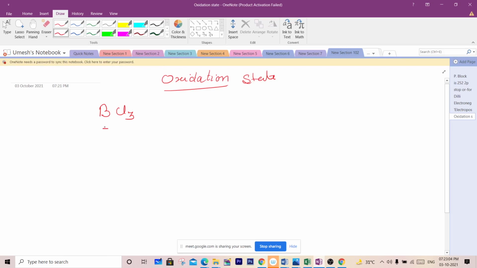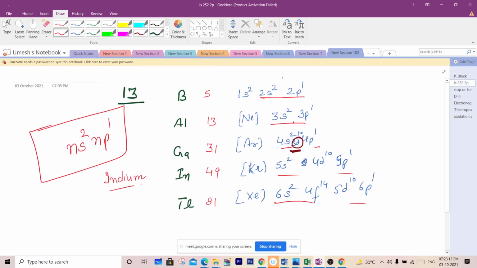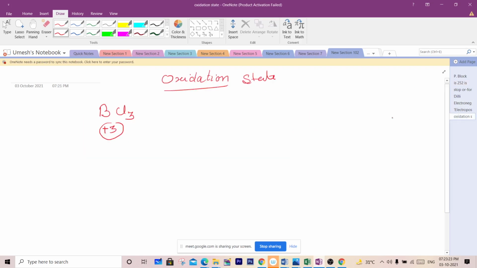It is +3 because it has 3 electrons in the outermost shell that it can lose. You can see from the electronic configuration that it has 3 electrons in the outermost shell. So in most of the compounds of the boron family, they show +3.